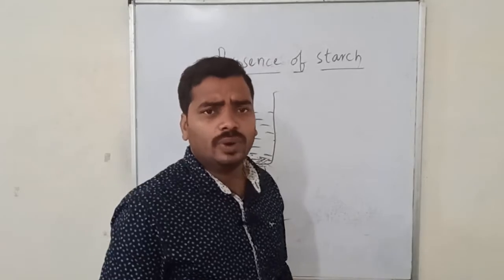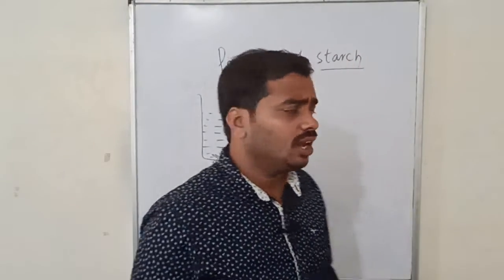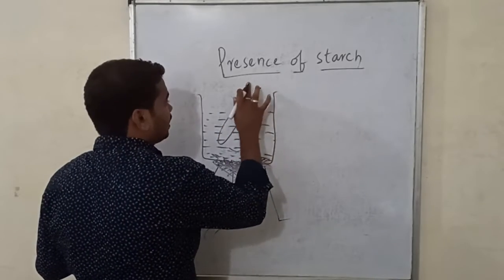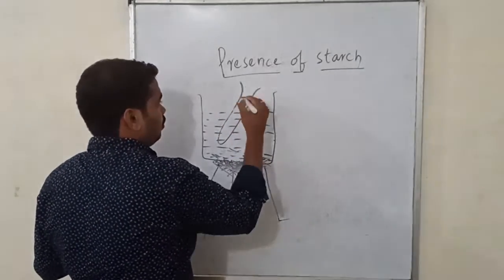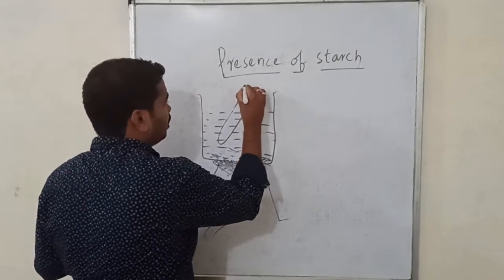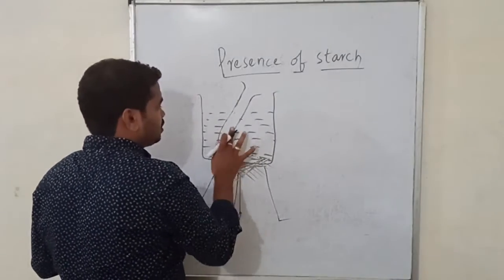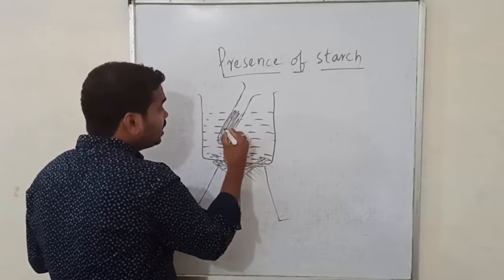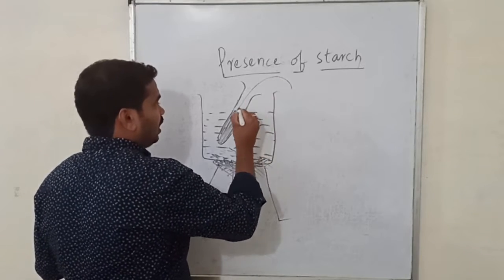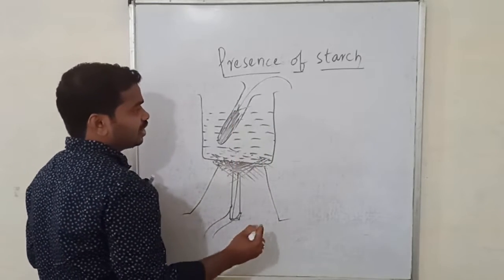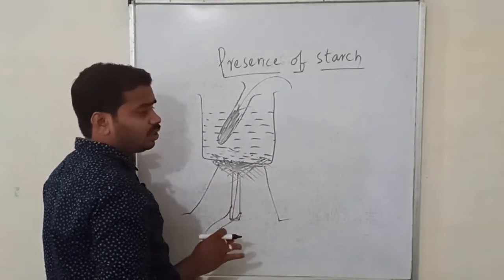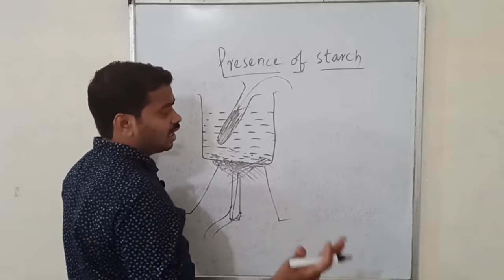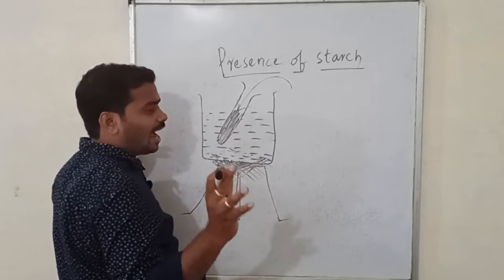Now we'll introduce a test tube with methylated spirit. In this methylated spirit, a leaf is introduced. Before introducing the leaf into it, the leaf will be boiled in the water for some time to lose its green pigment. We are doing this activity.